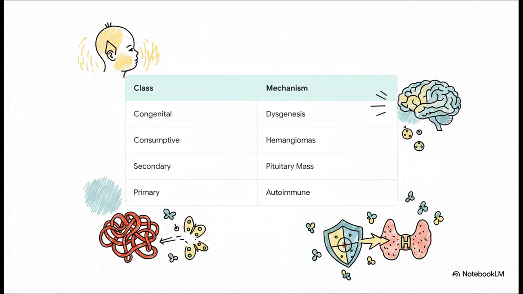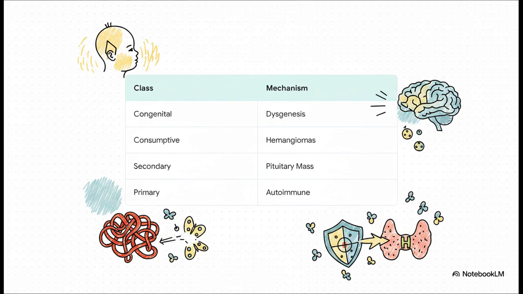First, congenital hypothyroidism is largely driven by thyroid hormone dysgenesis. You'll spot this via classic neonatal clues like an open posterior fontanelle and prolonged jaundice. Next is consumptive hypothyroidism, which is a really fascinating mechanistic detour. It's actually driven by hemangiomas that express massive amounts of the deiodinase 3 enzyme, which just excessively chews up and breaks down thyroid hormone. Then we have secondary failure, which is typically a pituitary mass effect. Lymphocytic hypophysitis is a prime example here.